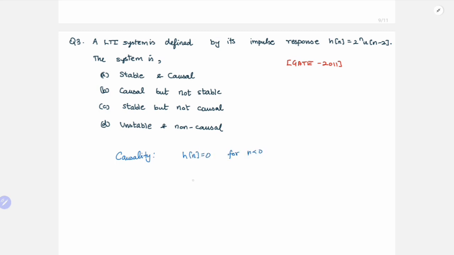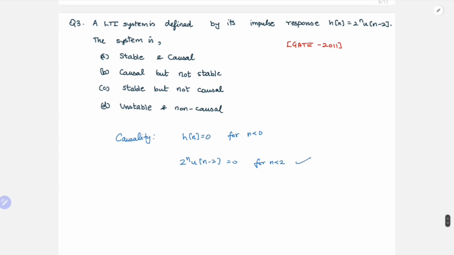So is it true here? So 2 power n u of n minus 2 is equal to 0 for n less than 0. And in general, specifically it is true for n less than 2. So it satisfies the condition. The system is causal. What about stability?